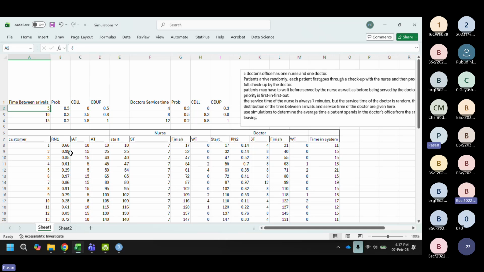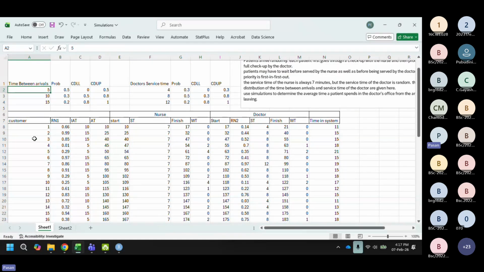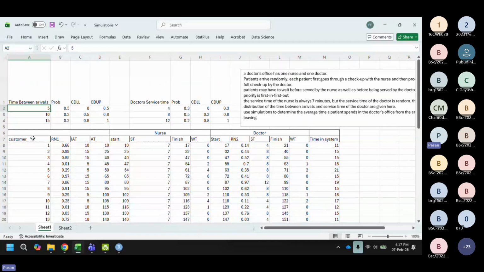Later on in these calculations, I'm going to use the lower limits here. Now I did the simulation for 45 customers here, and you can increase that number. We first need to identify what are the things we need here. So customer number is here, and then I'm taking my random number one, using the RAND command to generate the random number.